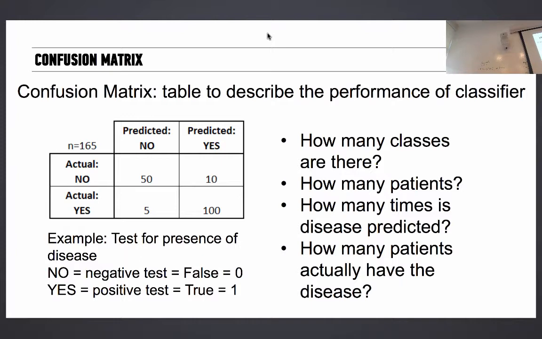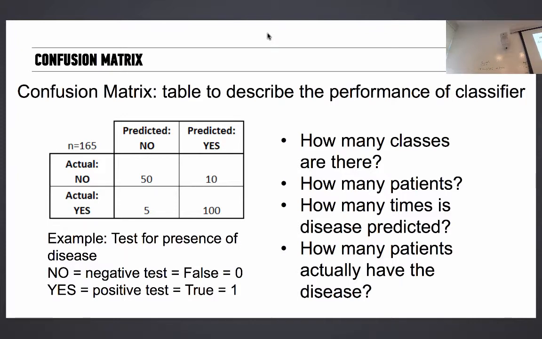60. This row is people who actually don't have it. So when I say of the 165, how many people just don't have it flat, no matter what the test said, that's the first row. 50 plus 10 is 60. All right, one more. Of how many people did the test say you don't have the disease, but they actually did? 5. Perfect. Test said no, actually had it, 5.